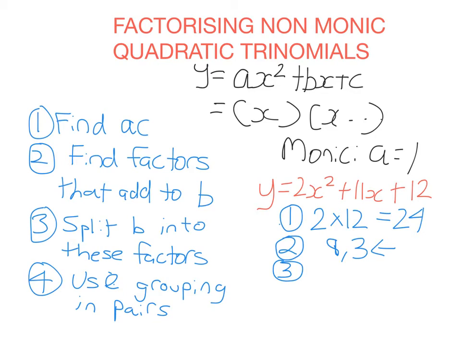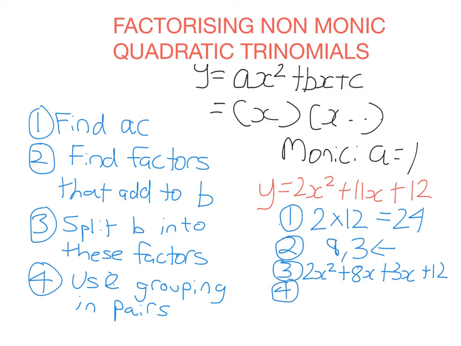So I'm going to rewrite it as 2x squared plus 8x plus 3x plus 12. Now it actually doesn't matter if I wrote them the other way around, 2x squared plus 3x plus 8x plus 12. As long as I'm using those two numbers, then factorising by grouping in pairs will work. So then what we do is we factorise the first two terms separately.